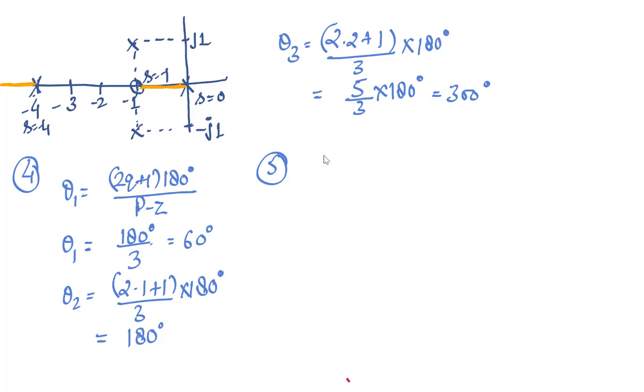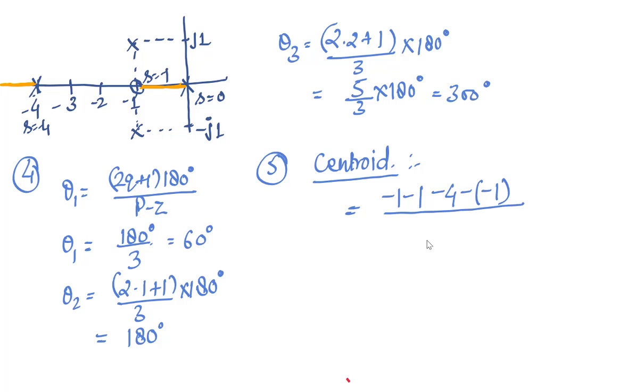And fifth is the centroid, right? The point from where these asymptotes pass, that point is the centroid. So centroid by formula we can find out: summation of real part of poles minus summation of real part of zeros. So the real parts would be minus 1, minus 1, minus 4, minus (minus 1), divided by p minus z, right? So this will become minus 1.6, right?